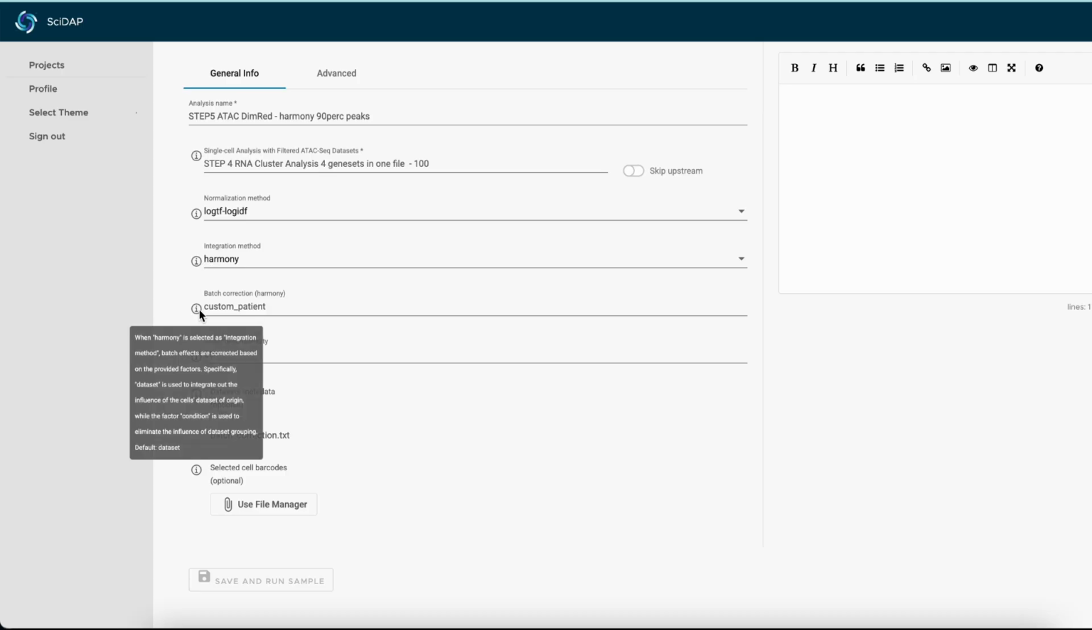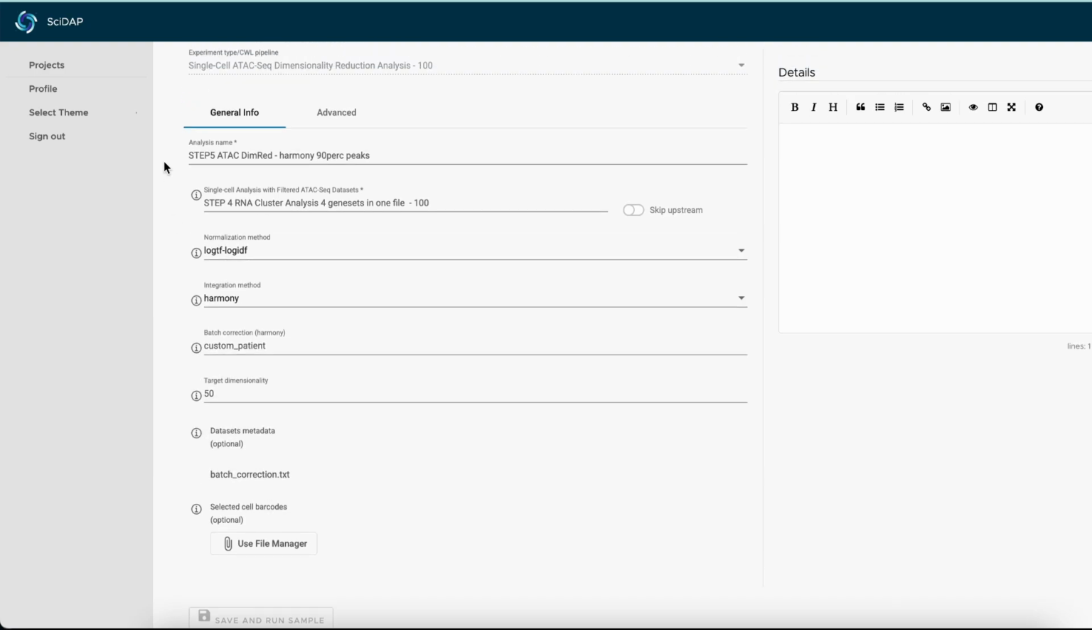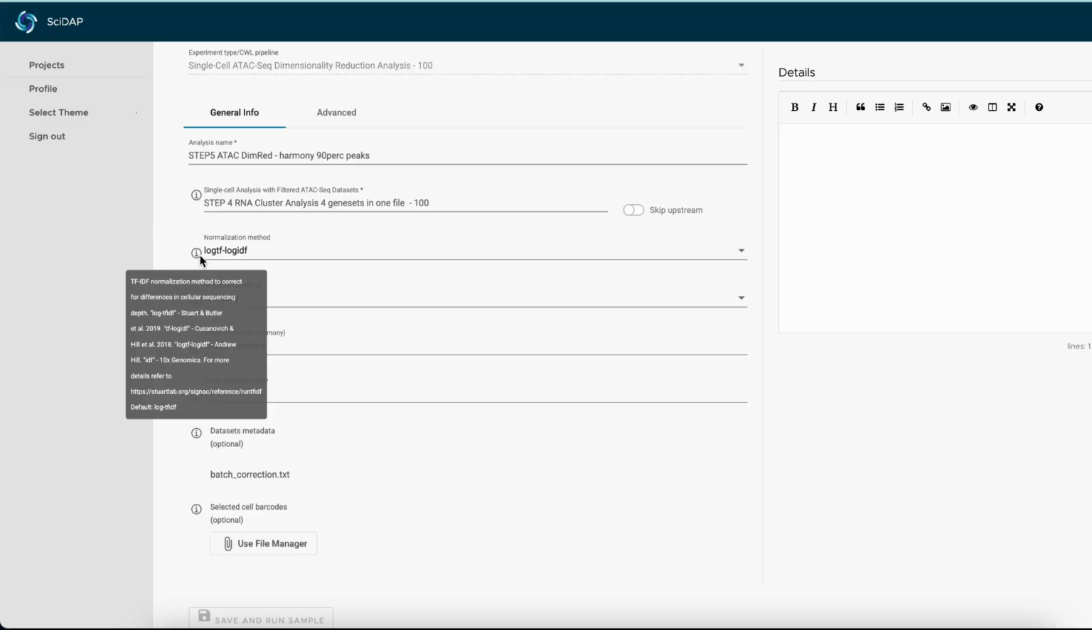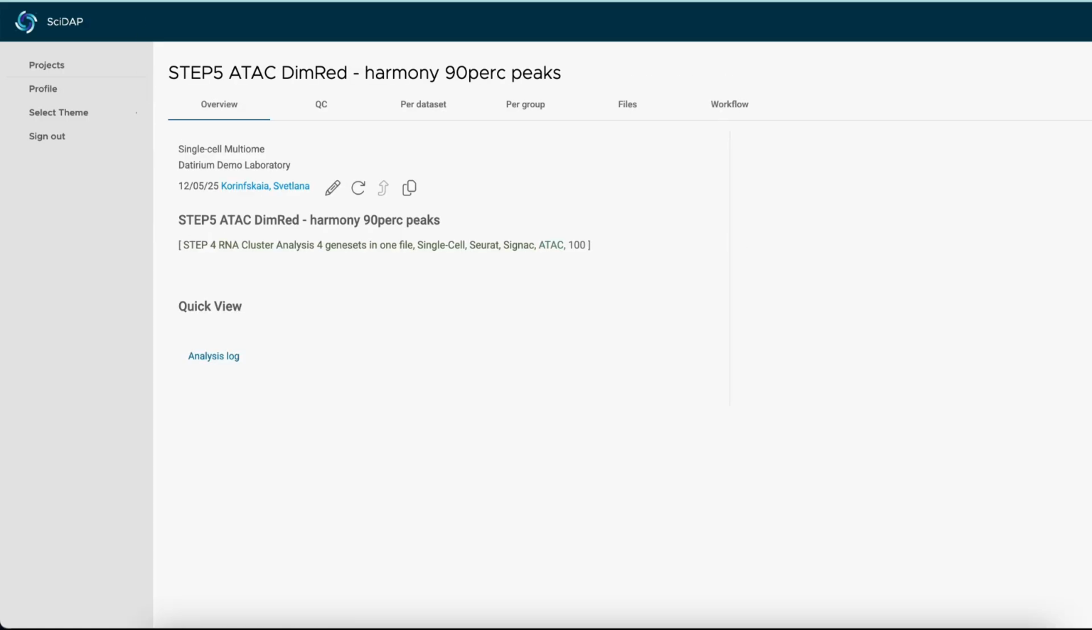Additionally, I provided the custom patient as the batch effect parameter for Harmony. Finally, normalization method. I changed it to log-TF, log-IDF. Information about this method you could read in the papers that mentioned here. So this is my second run. Let's look at it.